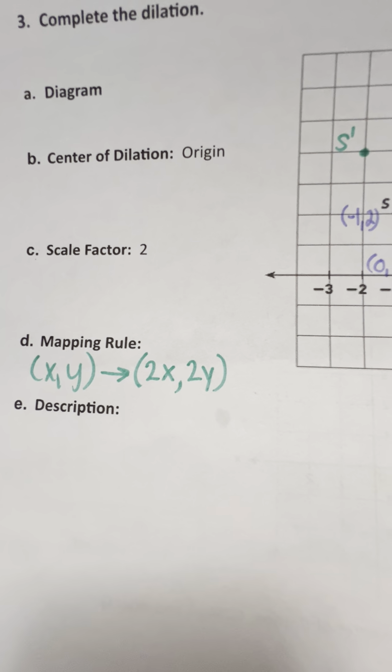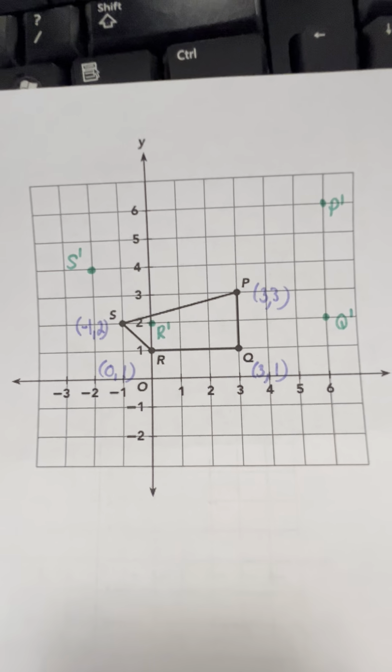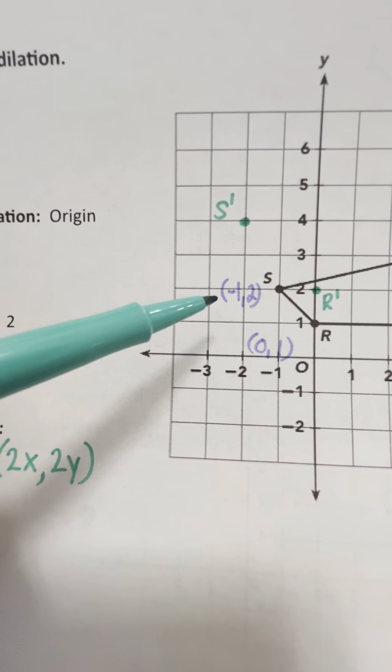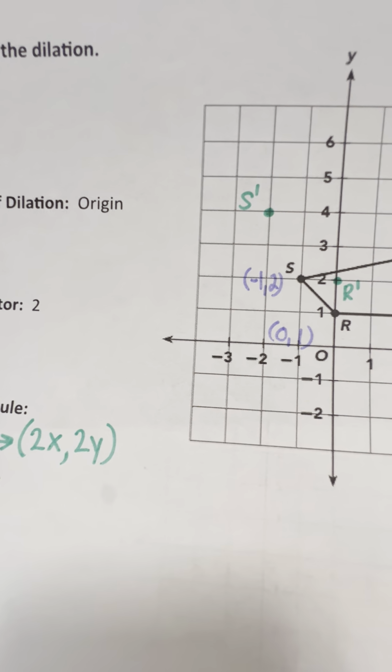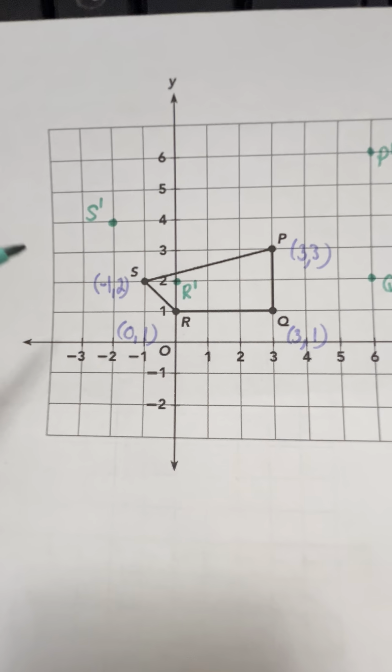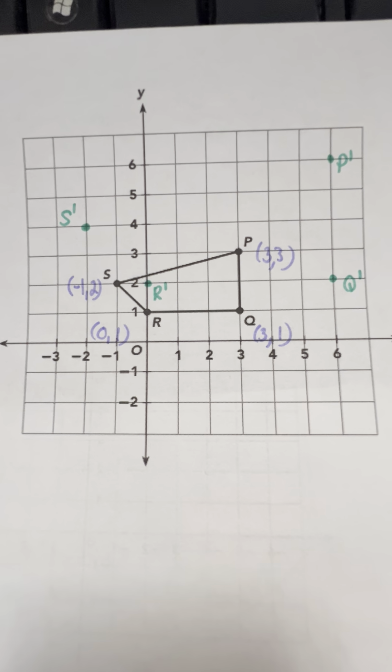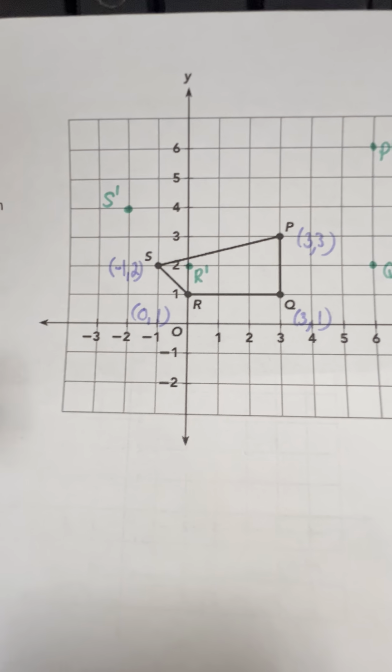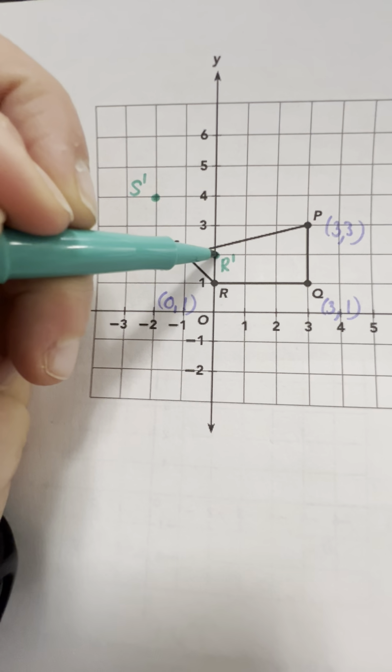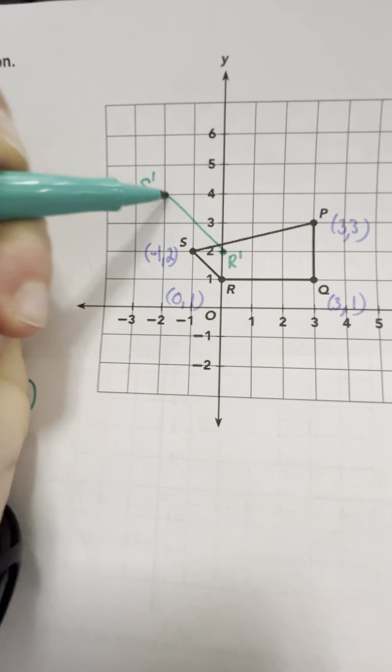So we are going to go ahead, and as you can see, I've already put the points on here. So really what I did was multiply my x and my y by 2 to get these green points. I did not connect them purposely because I just didn't want it to be confusing. So once you multiply all of your points, you're just going to connect your dots.